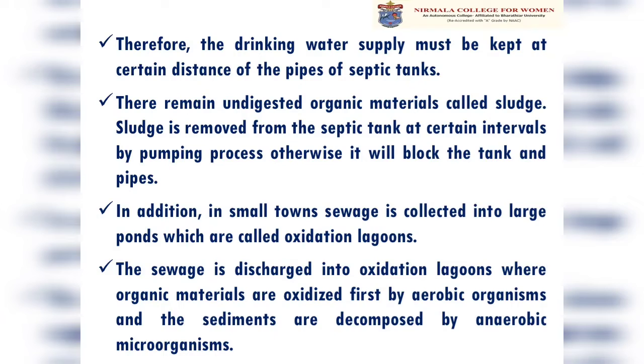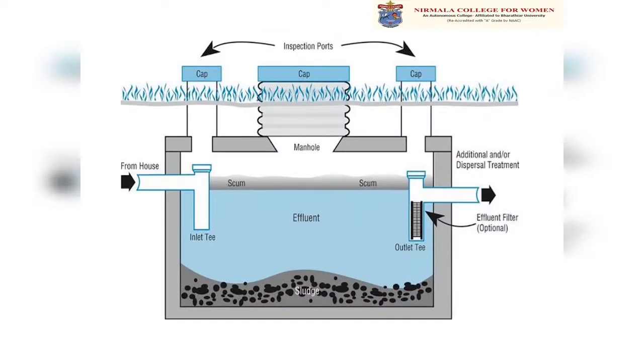In addition, in small towns, sewage is collected into large ponds which are called oxidation lagoons. The sewage is discharged into oxidation lagoons where organic materials are oxidized first by aerobic organisms and the sediments are decomposed by anaerobic microorganisms. Here you can see a representation of septic tanks that are constructed in houses.